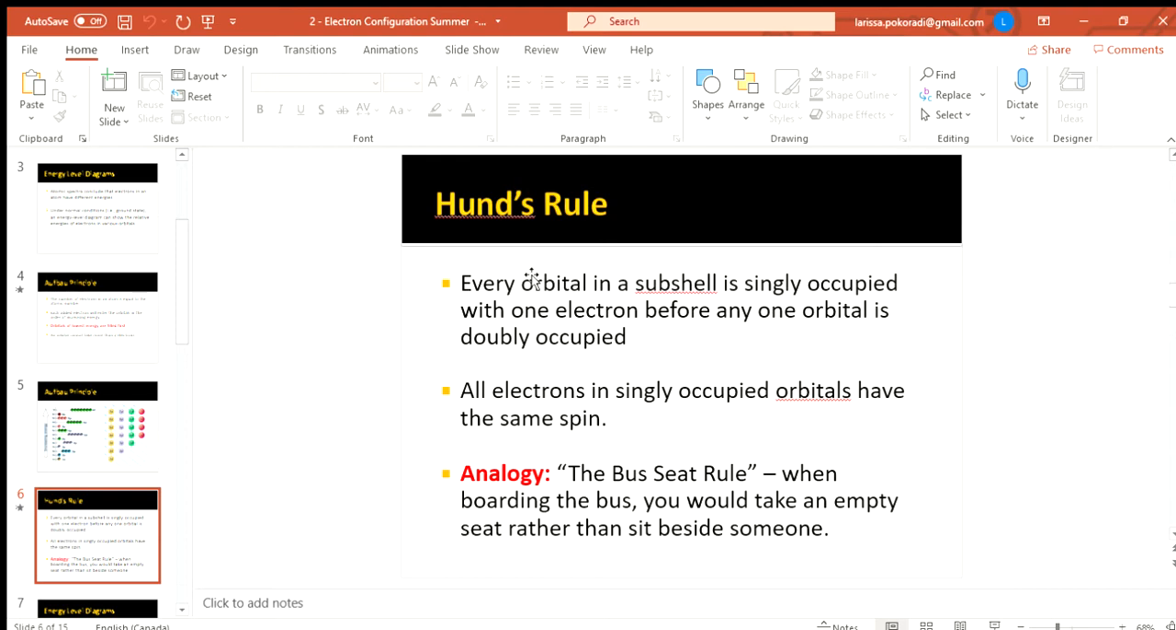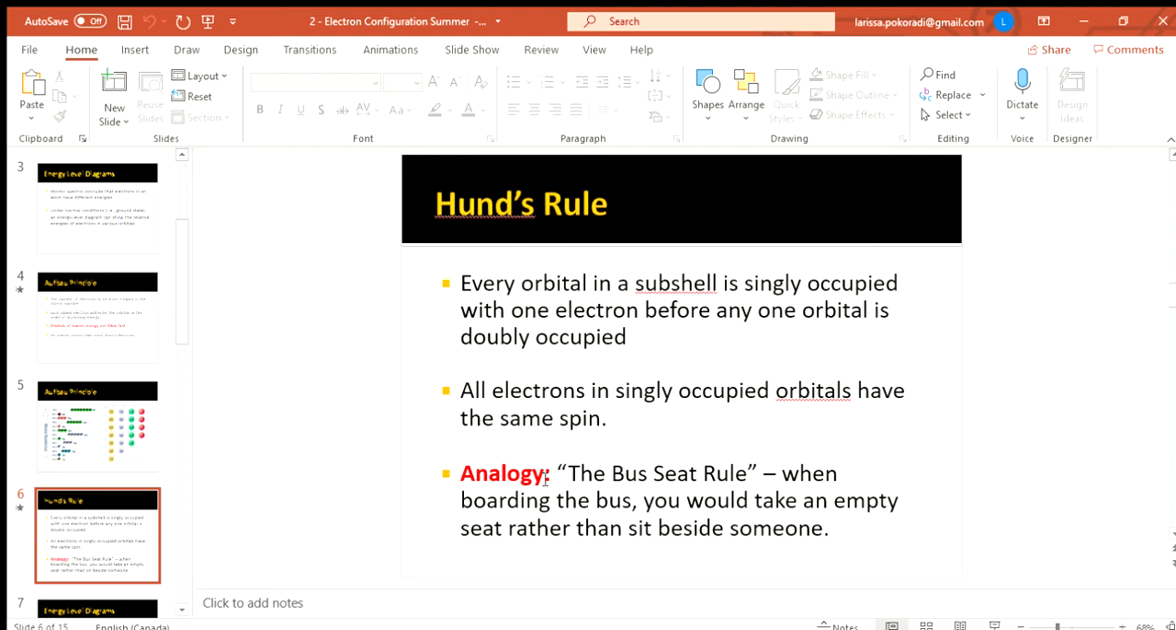We're looking at energy. Just to get all this stuff out of the way, we also have Hund's rule. So Hund's rule, what we typically think of is this analogy, the bus seat rule. The word analogy is going to come up in your assignment. Analogy just means a simplified way to communicate a difficult idea for our chemistry's sake, just by comparing it to something in the real world.